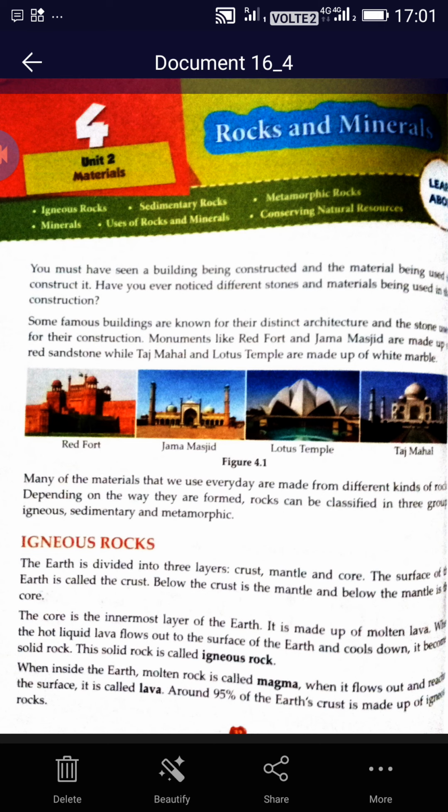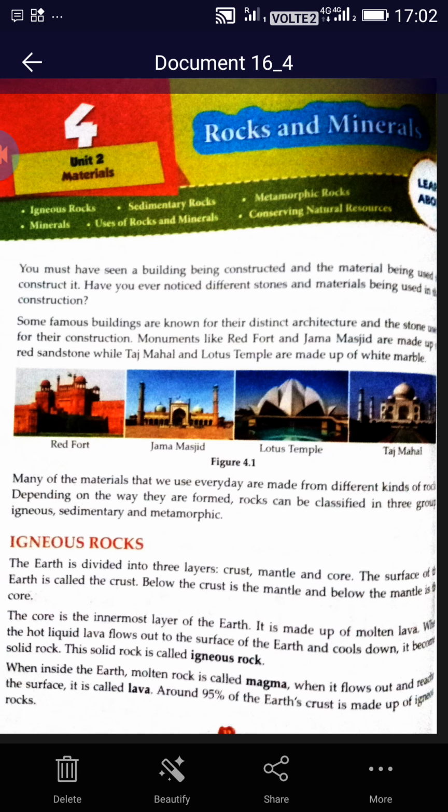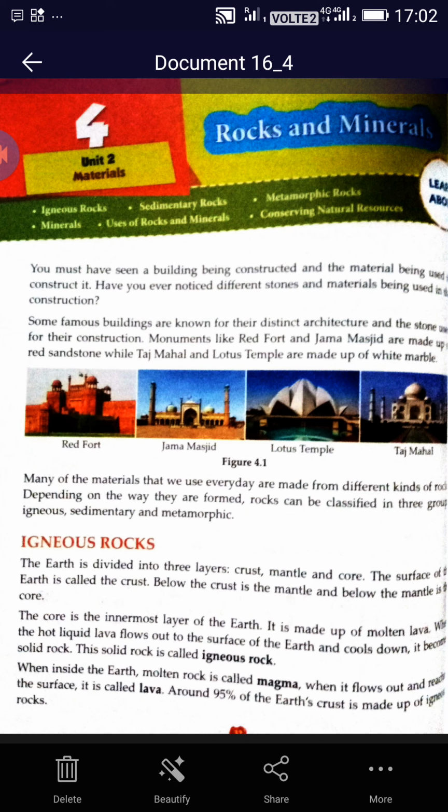Now the core is the innermost layer of the earth. It is made up of molten lava. Molten means liquid lava. When the hot liquid lava flows out from the core part to the surface of the earth, and when it reaches the surface of the earth and cools down there, then it becomes solid rock. This solid rock is called igneous rock.